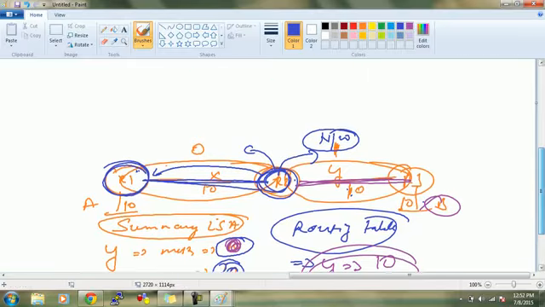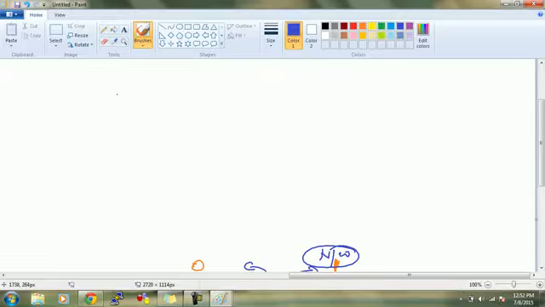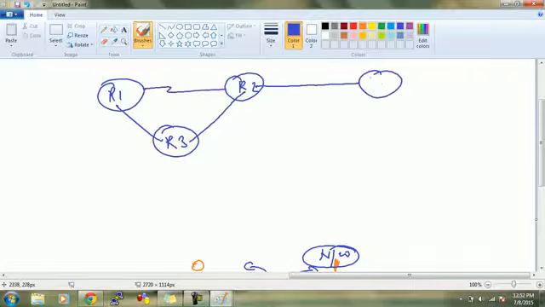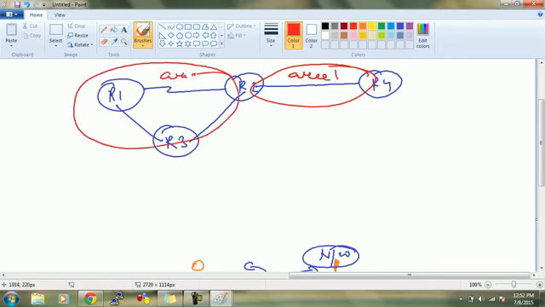Forwarding manner is same. So guys, R1, R2, R3, R4. Let's say this is area 1. This is area 0. This is network X. This is network Y.